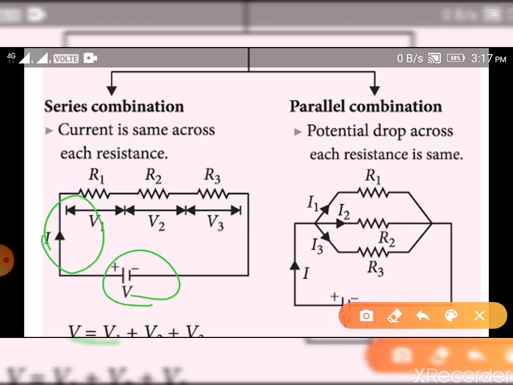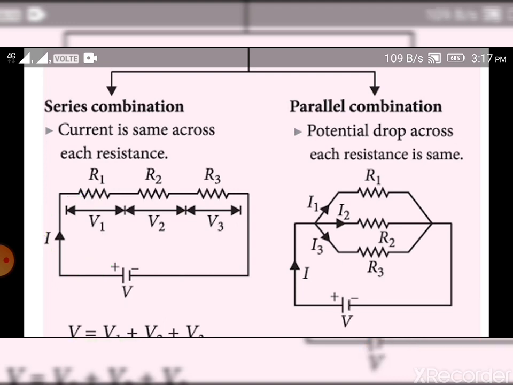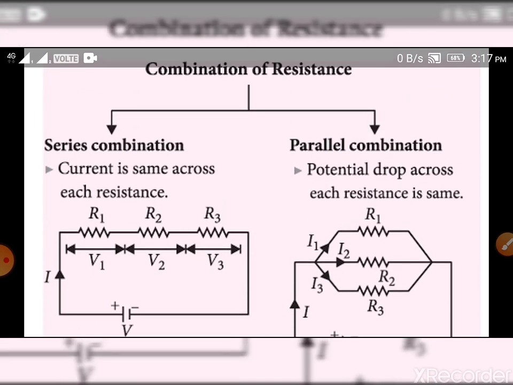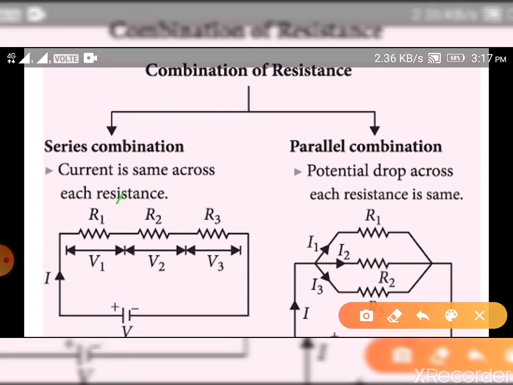We have to calculate the effective resistance due to the three resistors. Here the current will be the same in all three resistors. The current does not vary through R1, R2, R3. So I is the same through R1, R2 and R3, but the voltage across R1, across R2 and across R3 will vary. The total voltage will be divided into three, and depending on the resistance of the individual resistors, V1, V2, V3 will vary. So V equals V1 plus V2 plus V3.